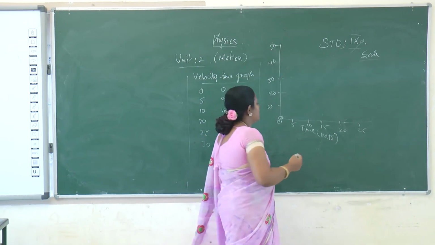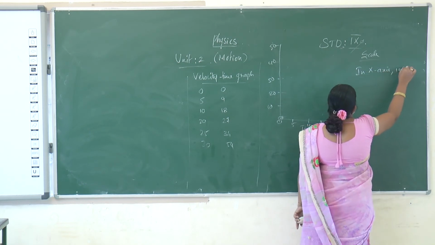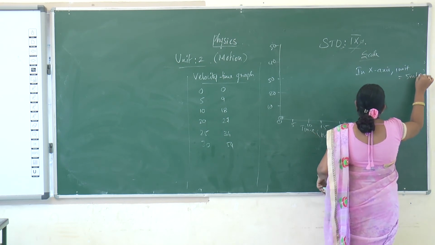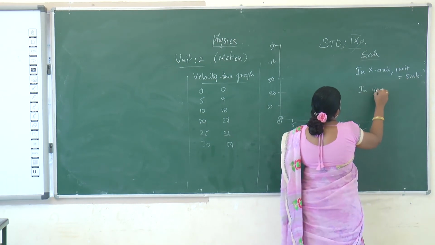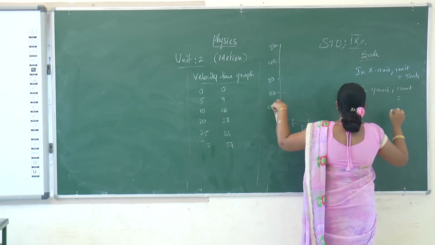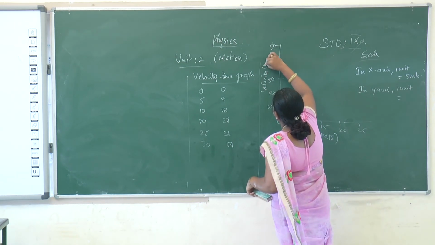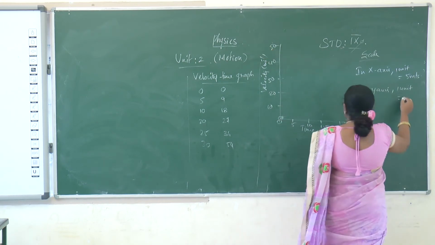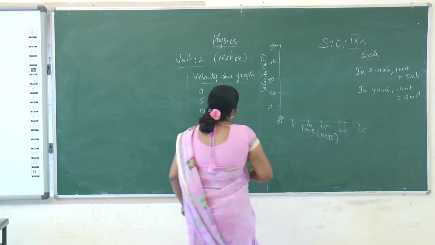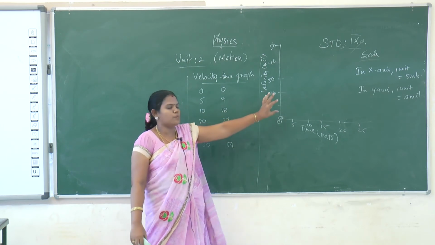First, we mention the scale. In the x-axis, 1 centimeter is equal to 1 unit, that is 5 minutes. And in the y-axis, 1 unit is equal to 10, that is velocity, so 10 meters per second. Before entering the graphical representation, first mention the scale: what you take on the x-axis and what you take on the y-axis.